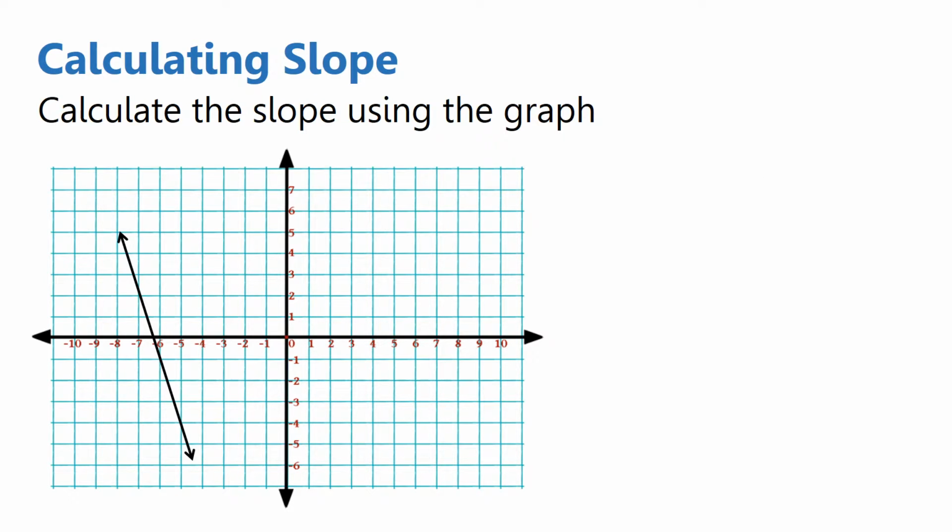Let's try calculating the slope of this line. First, we're going to find 2 points and draw our lines. Calculate our rise, in this case -6, and calculate our run, in this case 2. We then plug this information into our formula. Our rise is -6, our run is 2, and we reduce it down to -3. Again, double check your sign. This is a negative slope, and our number reflects that with a -3.